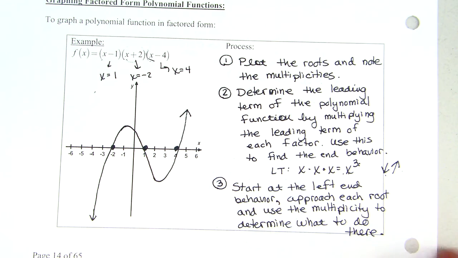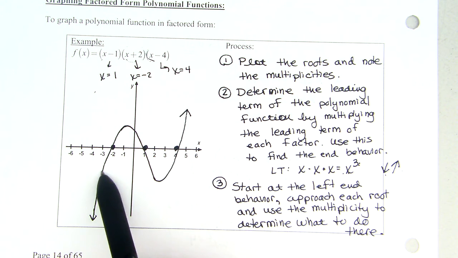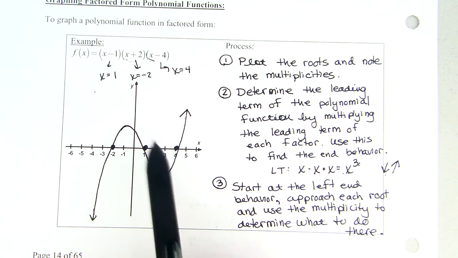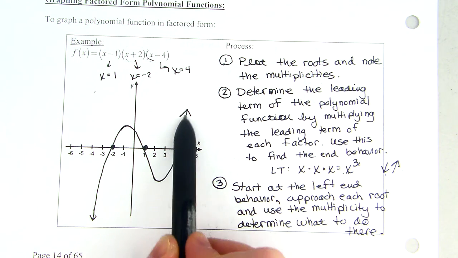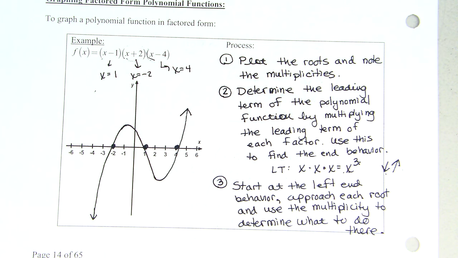Start at the left end behavior. So my left arrow was pointing down, I started down. Because my multiplicities were 1, that's going to mean just go straight through the x-intercept, so I'm going to go straight through there. To go straight through here, I've got to curve around. To go straight through there, I've got to curve around again. And I'm going to get something that looks like that. I'm going to make this pause so you can finish copying, and then we'll do some more examples.